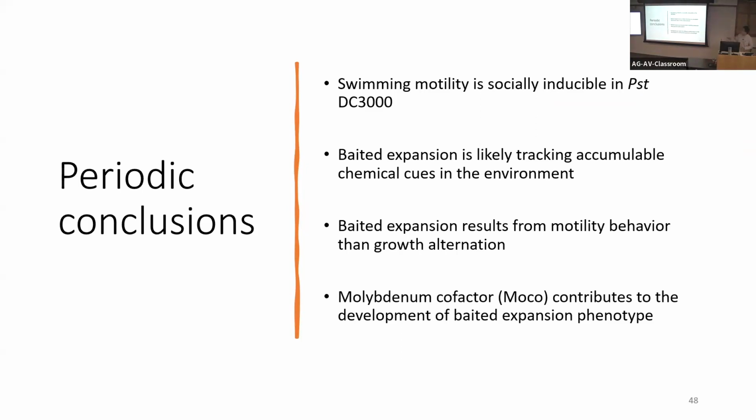So what I have told you so far in this chapter is that swimming motility is socially inducible, and the behavior we call beta expansion is tracking some kind of accumulable signals, be it the actual accumulation or depletion. We also know that beta expansion results more from motility rather than growth, from our extraction or viable cell counting assay. And last but not the least, MoCo contributes to the development, and it seems to be essential to the whole behavior. And now we enter the wild speculation part.